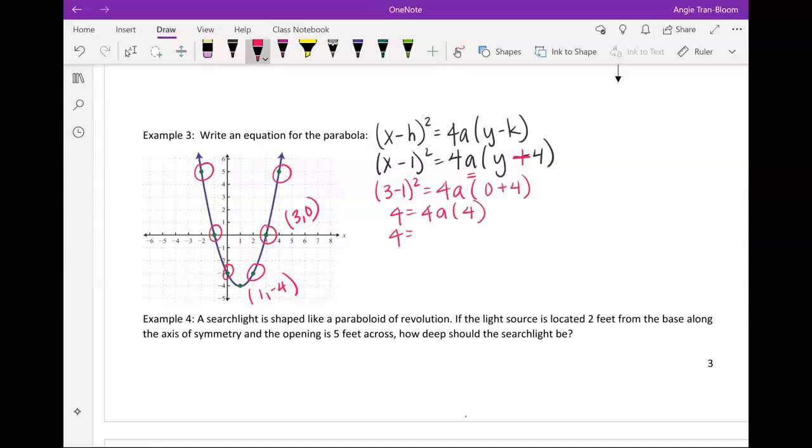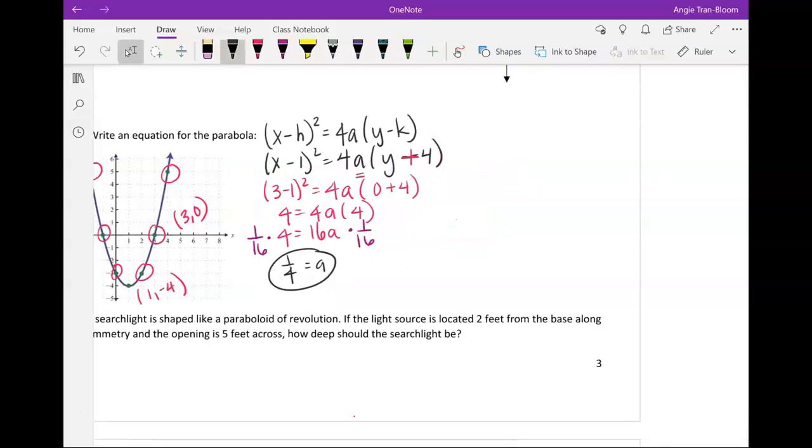That's 4 equals 16a. To get rid of 16, we are going to multiply by 1/16 or divide both sides by 16. This will give us 4/16, which is a quarter. So your a is a quarter. Then all we have to do is plug it back in. Final answer is going to be (x minus 1) quantity squared equals 4 times 1/4 times (y plus 4).